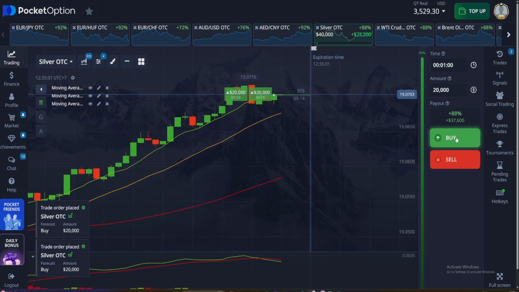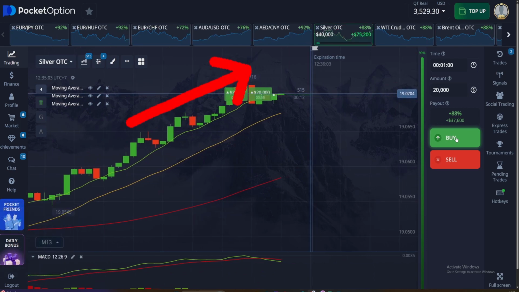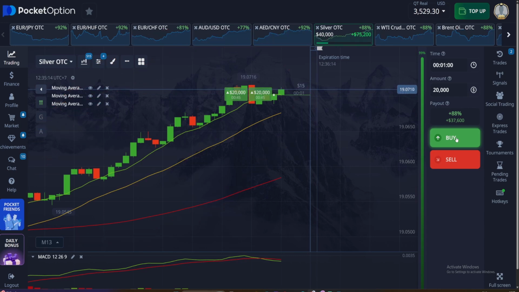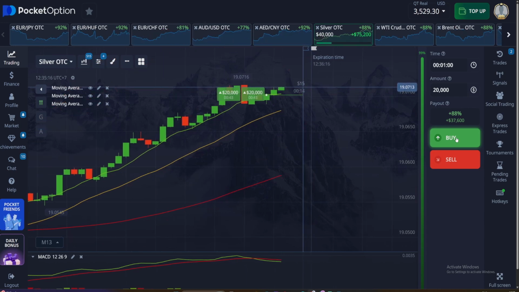Okay guys, right now I've decided to enter a buy position in this market. The reason is that the market is currently in an uptrend condition. All the candles forming at this moment are consistently staying above the green line or trend line, which indicates that bullish strength is still very dominant.